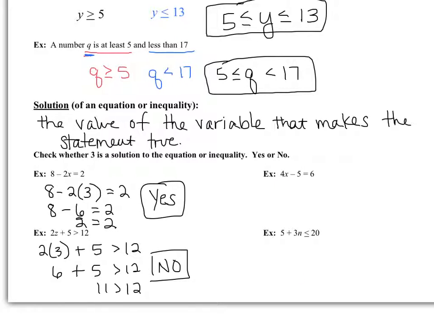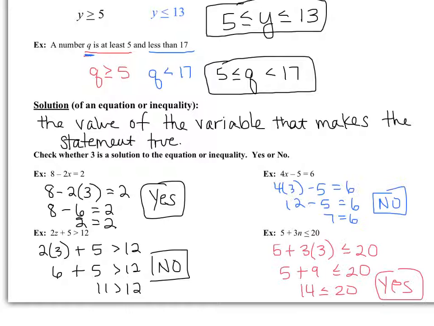Pause the video, try these two right here. If you're still checking if 3 is a solution or not, final answer should be yes or no. Press play when you're ready to check your answers. So for the first example, 4 times 3 is 12, 12 minus 5 is 7, and 7 doesn't equal 6, so no, it's not a solution.